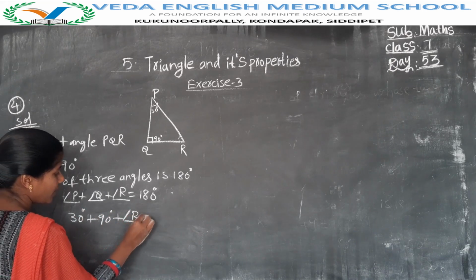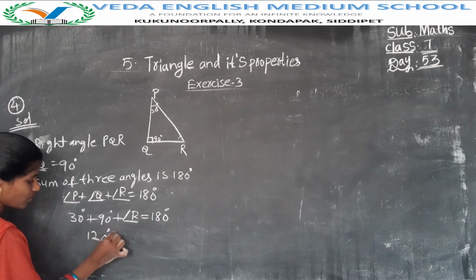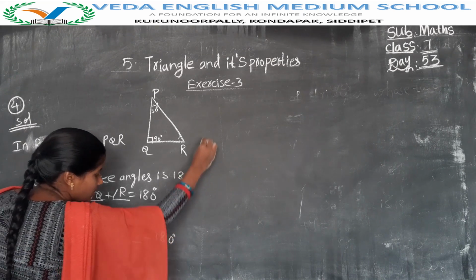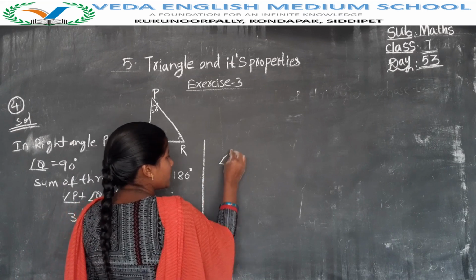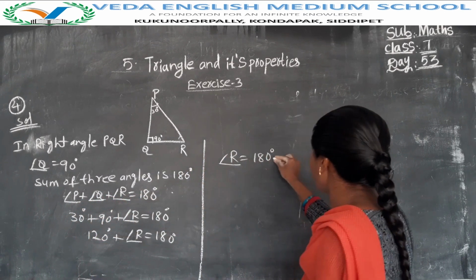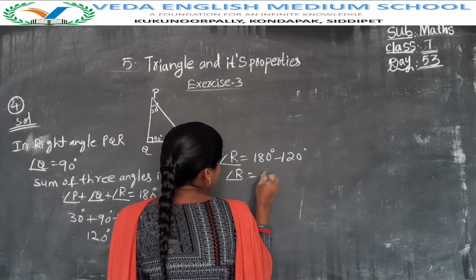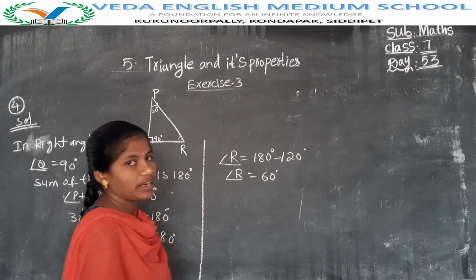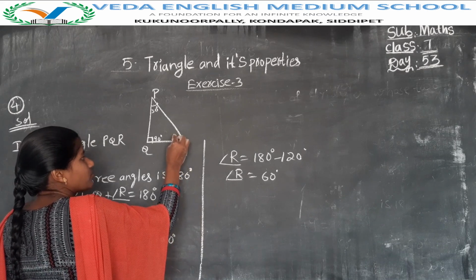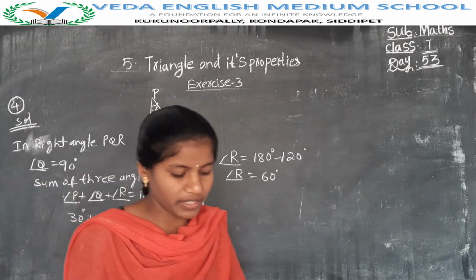Now we have to find angle R. 30 plus 90 is 120 degrees. 120 degrees plus angle R is equal to 180 degrees. Then angle R is equal to 180 degrees minus 120 degrees, which is 60 degrees. The other acute angle means below 60 or 60, so 60 it is. 60 plus 30 is 90, 90 plus 90 is 180 degrees.